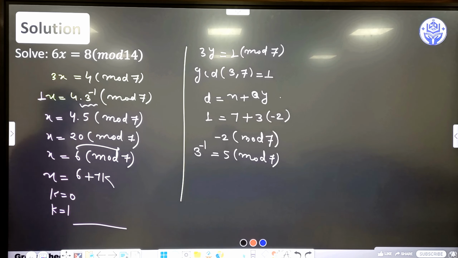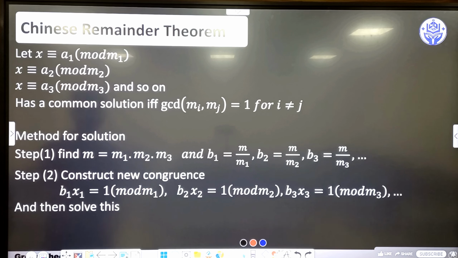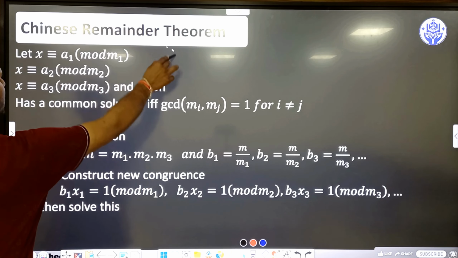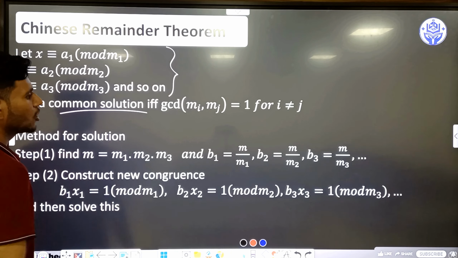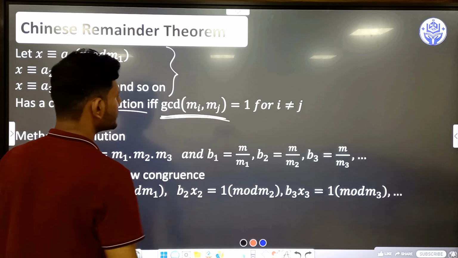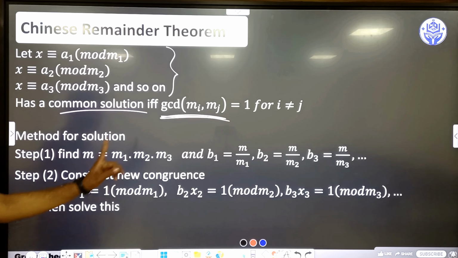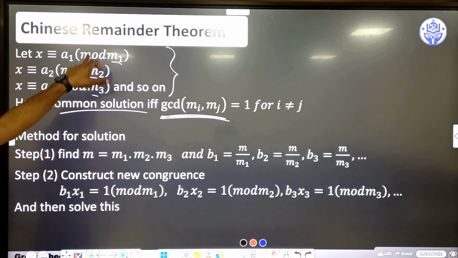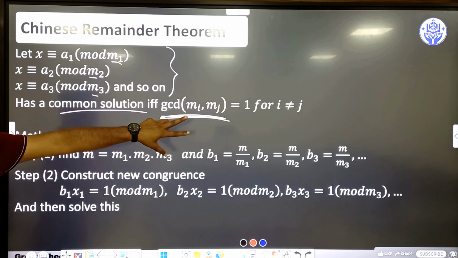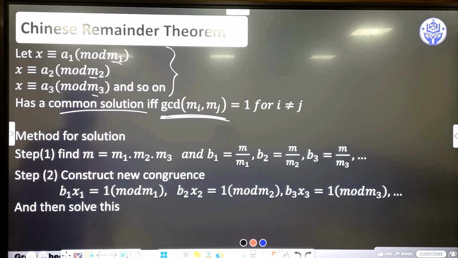Next, we have the Chinese remainder theorem. This is one of the important questions and one of the important concepts. If you have these types of system of linear congruences, then you can find one common solution. There will exist one common solution if the GCD of Mi and Mj is 1 for all i not equal to j. These are M1, M2, M3. If the GCD for all the pairs is equal to 1, then we can say it has a common solution.